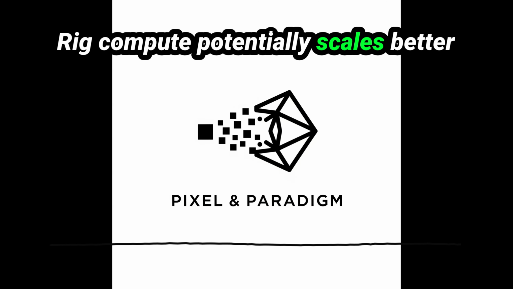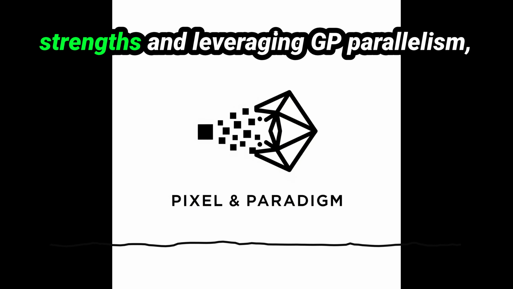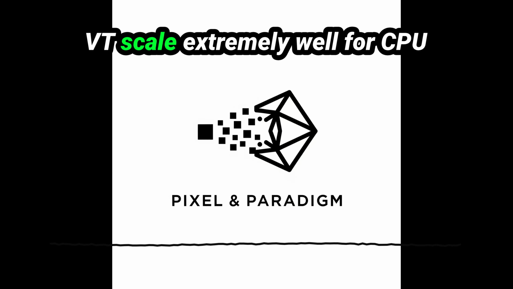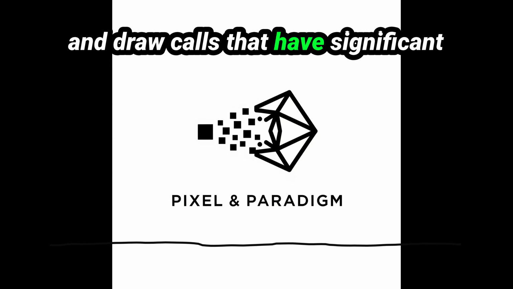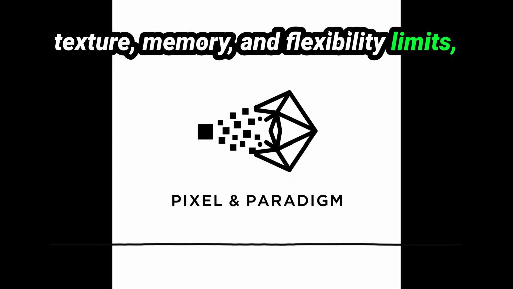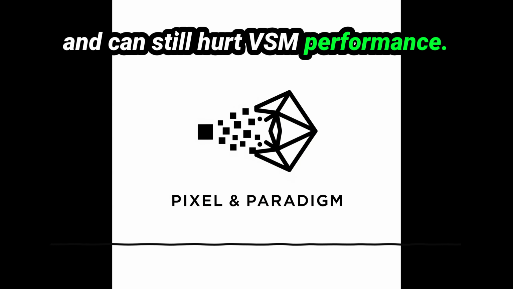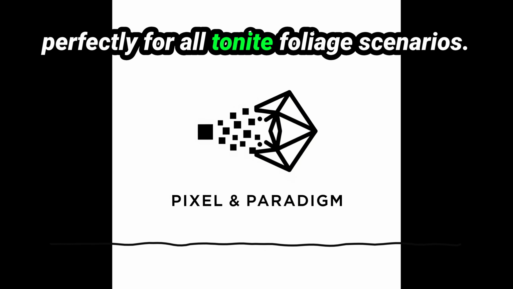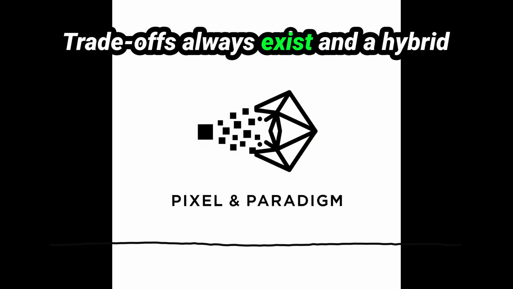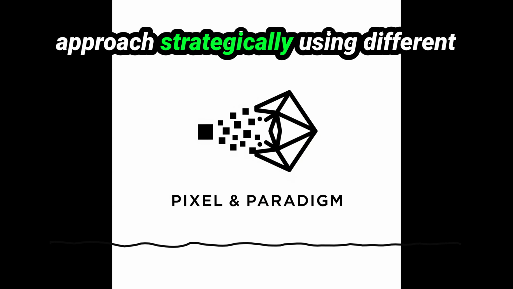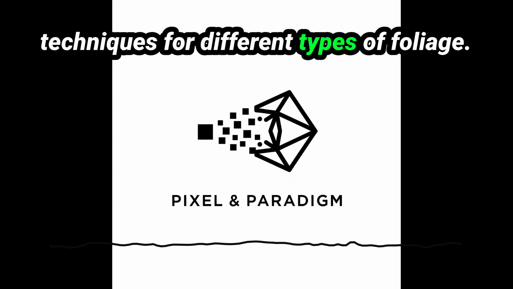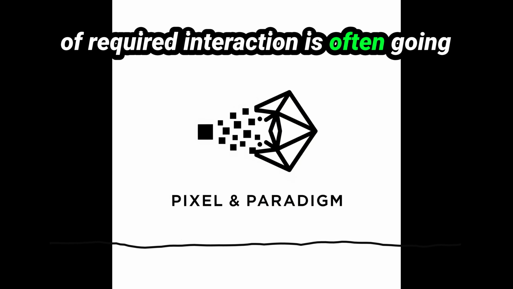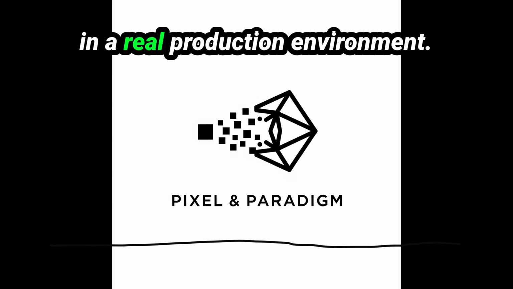Rig compute potentially scales better by aligning more closely with Nanite strengths and leveraging GPU parallelism, but it's complex and experimental. VATs scale extremely well for CPU and draw calls, but have significant texture memory and flexibility limits, and can still hurt VSM performance. There is currently no single silver bullet animation solution that works perfectly for all Nanite foliage scenarios. Trade-offs always exist, and a hybrid approach, strategically using different techniques for different types of foliage, different distances, or different levels of required interaction, is often going to be the most optimal strategy in a real production environment.